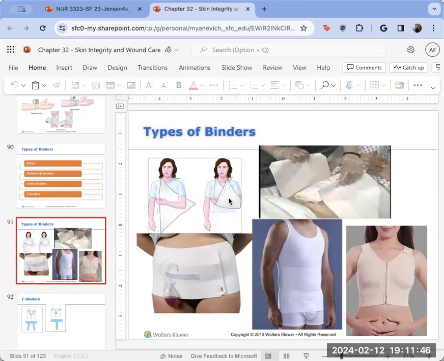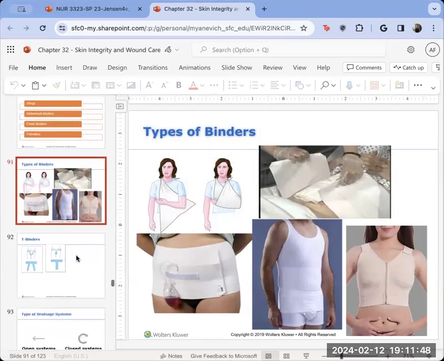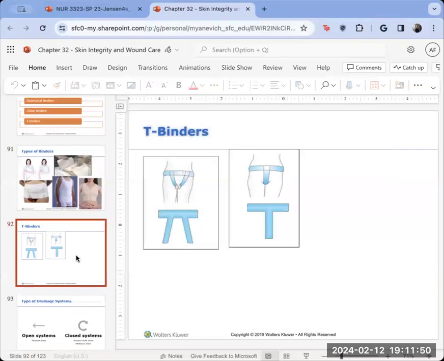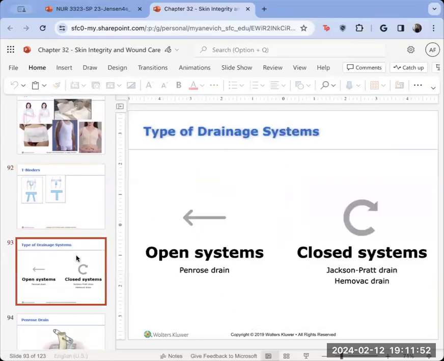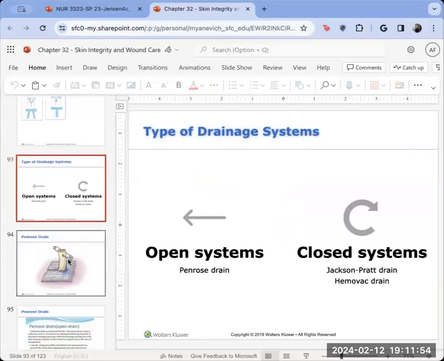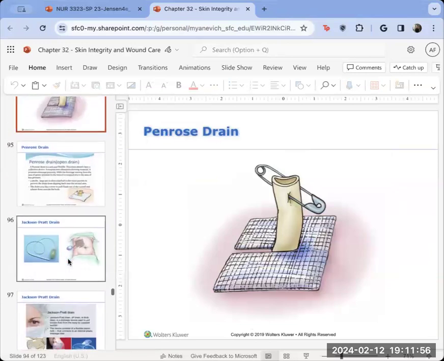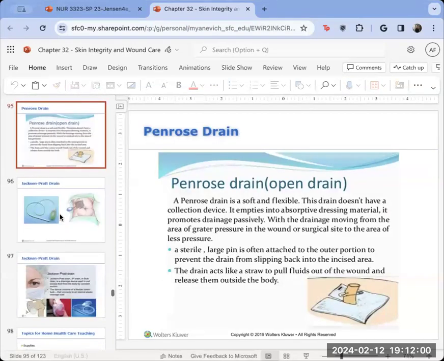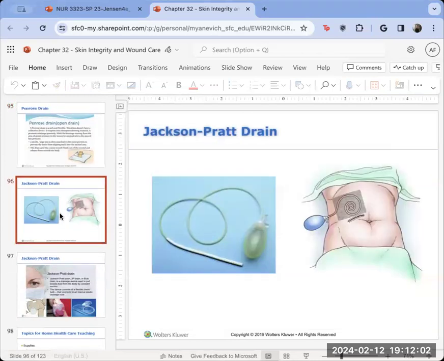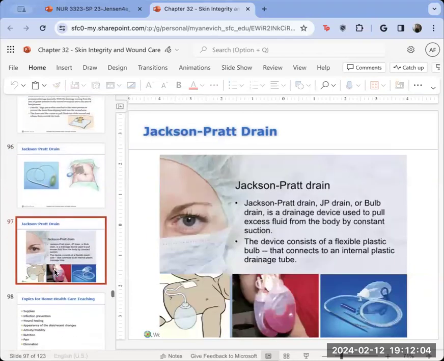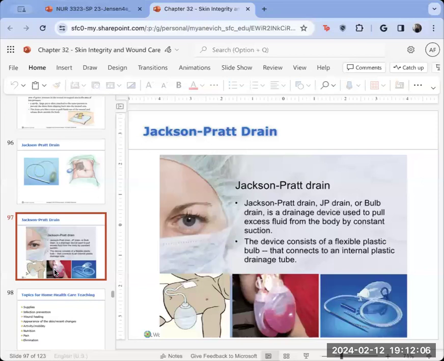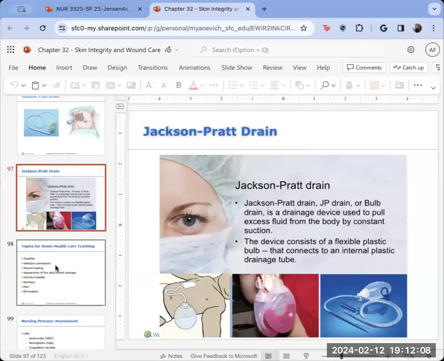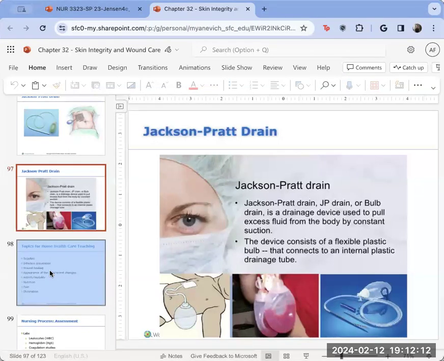Binders are like a sling. I'm not sure what a T binder is, so I'm not going to get into that. Like I said, I'm not going to get into what I don't know, only what I do know. Jackson Pratt, very important. They ask about that. Sometimes they call it a JP. As I said, you need to compress it to open it and pour it out and compress it to close it. That's the main thing for this.